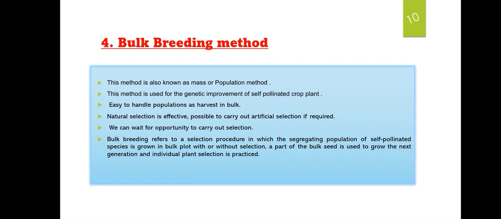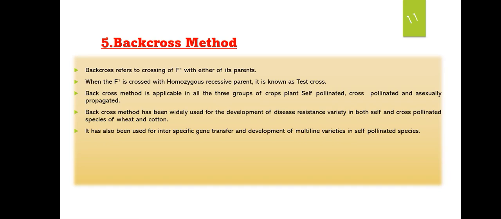Bulk breeding refers to a selection procedure in which the segregating population of self-pollinated species is grown in a bulk plot without selection, or part of the bulk seed is used to grow the next generation and individual plant selection is practiced.